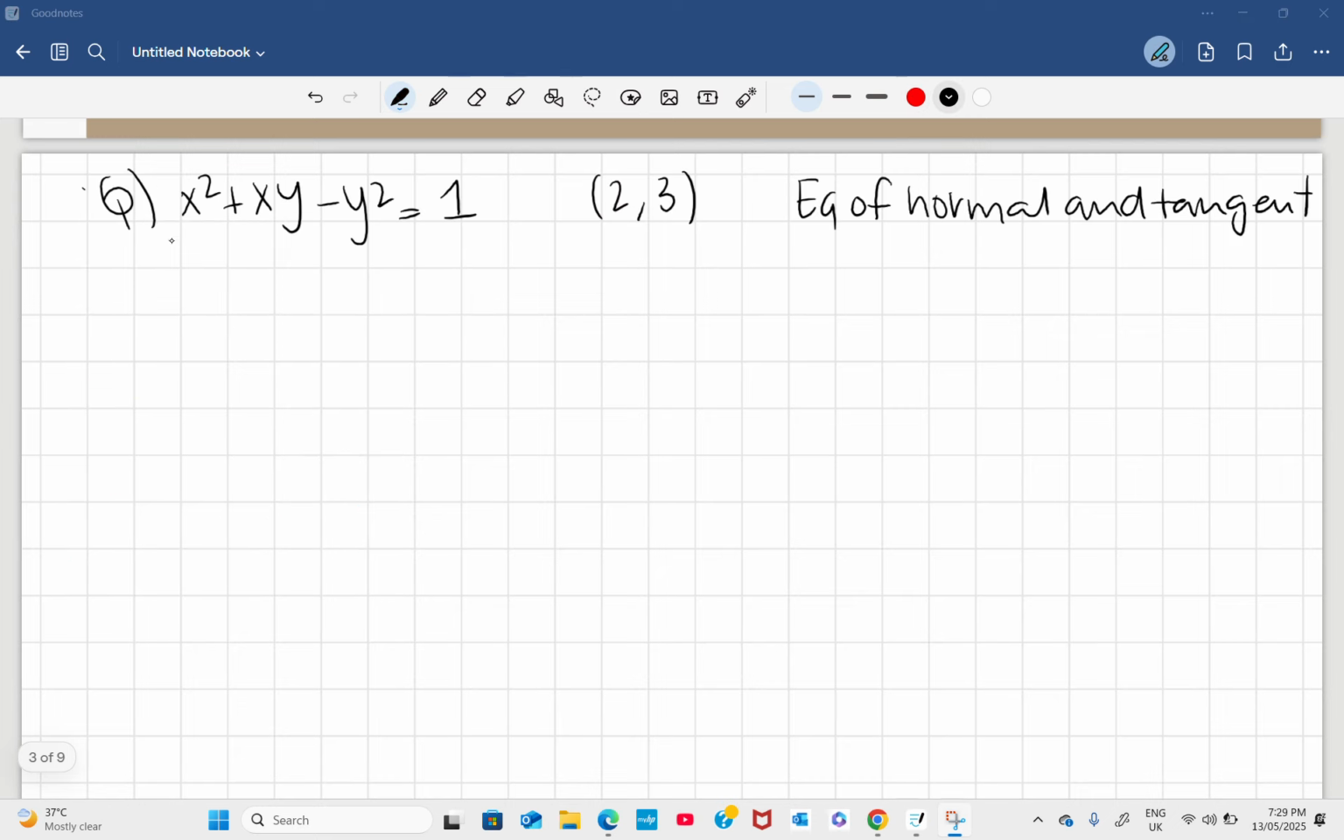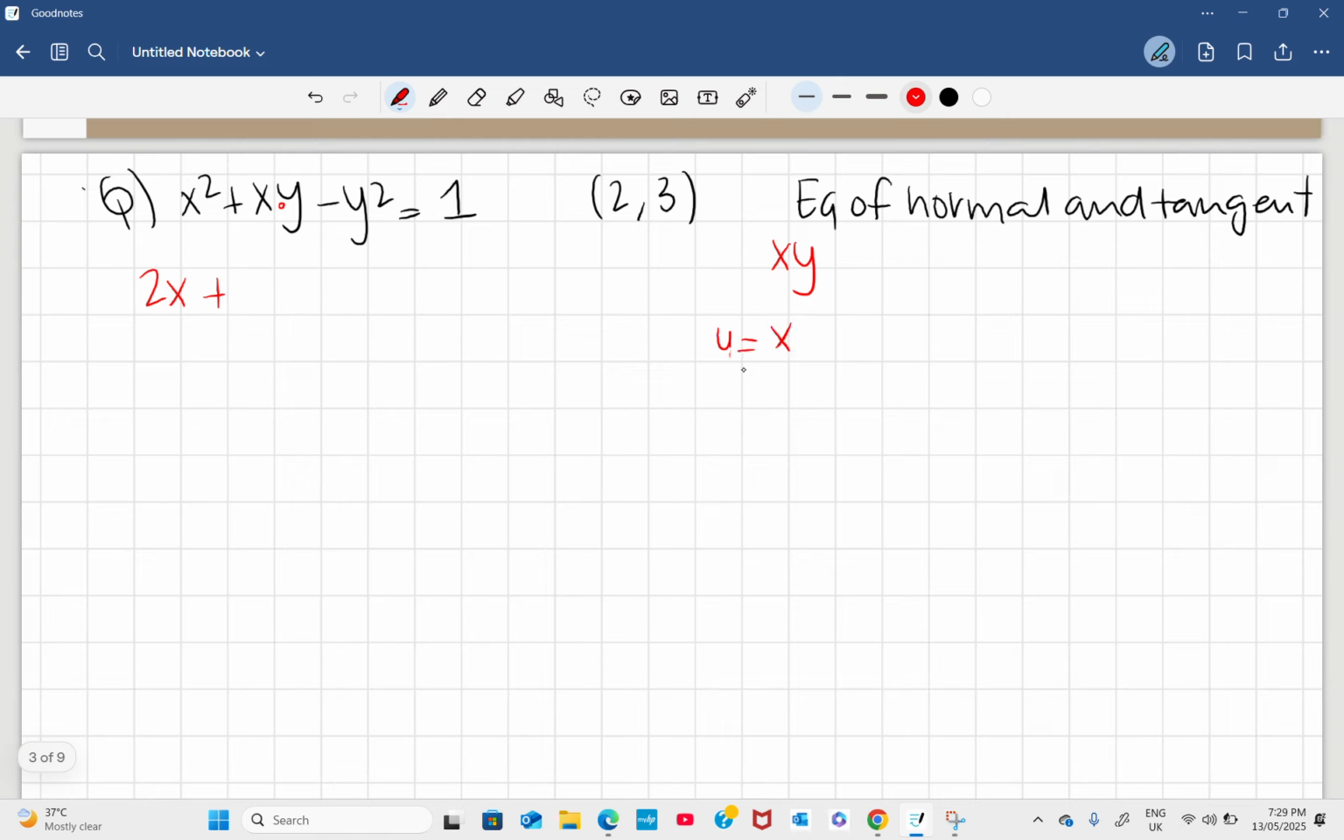Okay, so now I'm given x squared plus xy minus y squared is equal to 1, and I'm given the point (2, 3), and they're asking me to find the equation of the normal and the tangent. So first I need to find the slope, which is the slope of the tangent line, so I need to find the derivative, which is y prime. But this time we're only going to use implicit differentiation. So x squared is 2x plus, now xy is product rule, so I'm gonna write xy here.